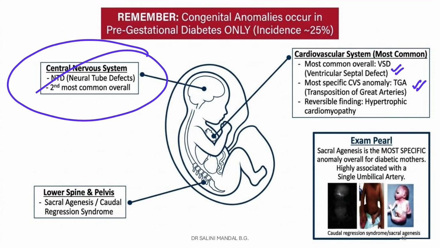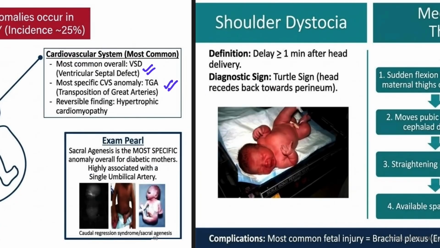Plus there can be hypertrophic cardiomyopathy. But apart from that, sacral agenesis and caudal regression syndrome will be there in the baby. So remember, sacral agenesis is the most specific anomaly overall for diabetic mothers. And it is also highly associated with single umbilical artery. Single umbilical artery, so please remember that.